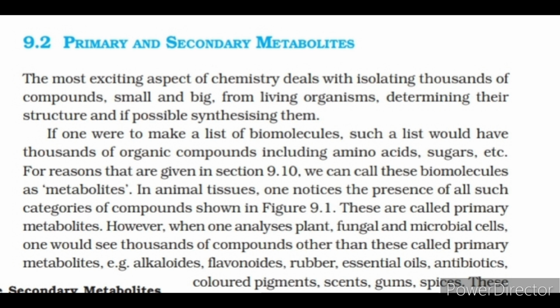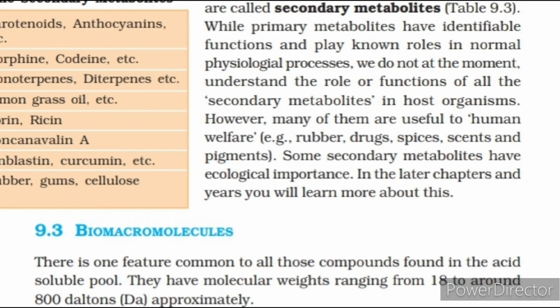In animal tissues, one notices the presence of all such categories of compounds shown in figure 9.1. These are called primary metabolites. However, when one analyzes plant, fungal and microbial cells, one would see thousands of compounds other than these primary metabolites, e.g. alkaloids, flavonoids, rubber, essential oils, antibiotics, colored pigments, scents, gums, spices. These are called secondary metabolites.